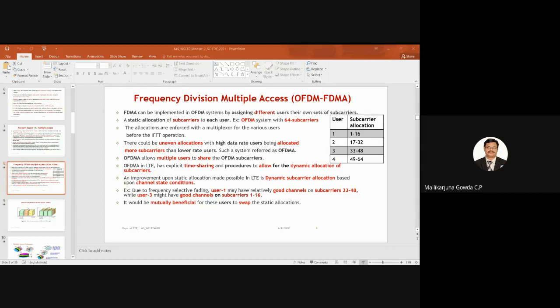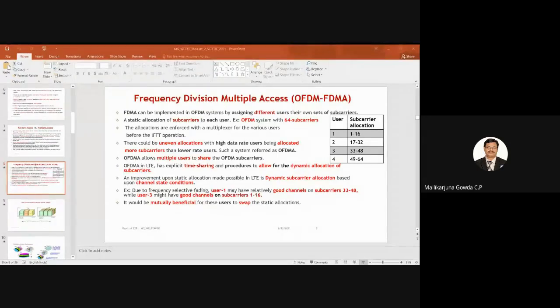Okay, equal number of subcarriers have been allocated. But sometimes all the users may not be utilizing all the subcarriers to transmit their data, right? It can even be an uneven distribution of the subcarriers. So instead of a static and fixed number of subcarriers for each user, if you are able to do uneven allocation depending upon the user requirement, changing the number of subcarriers allocated to each user, that we call a dynamic allocation.